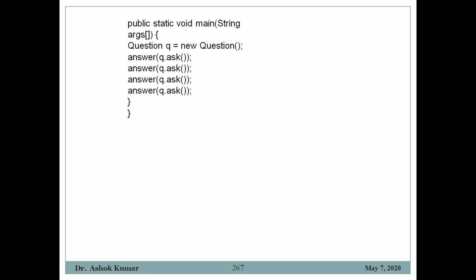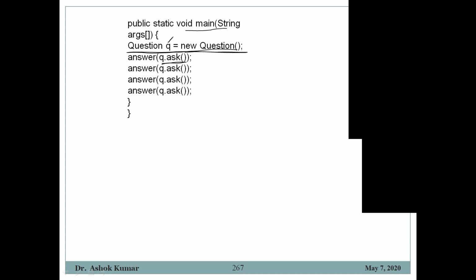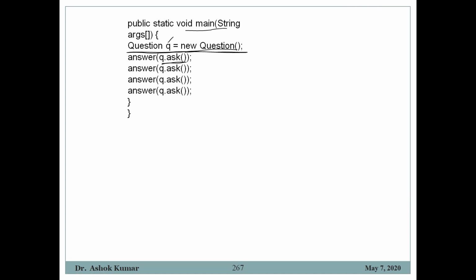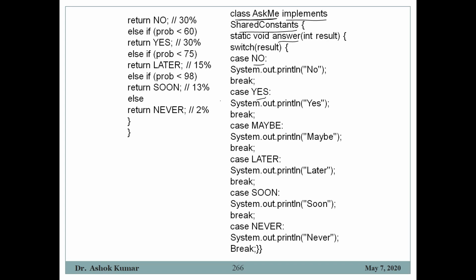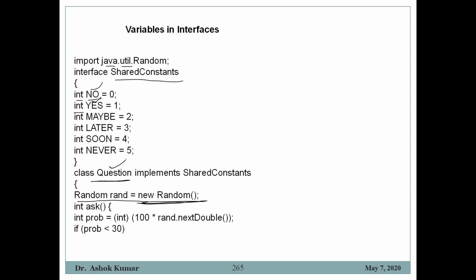So this is the main class, main method. In this method we are creating the object of the Question class, and then we are calling q.ask. This q is the reference to the object, and when you call q.ask, this ask method of the Question class will be called. When it is called, the statements written in it will be executed.